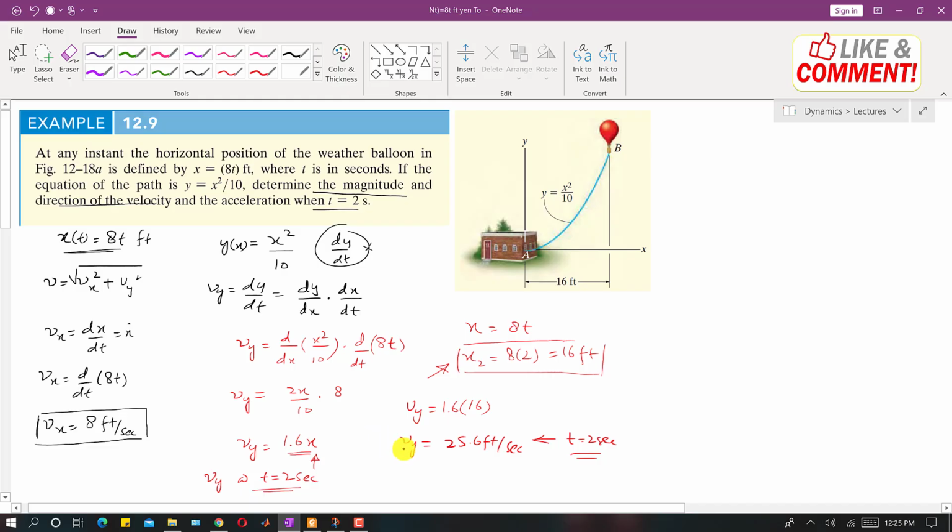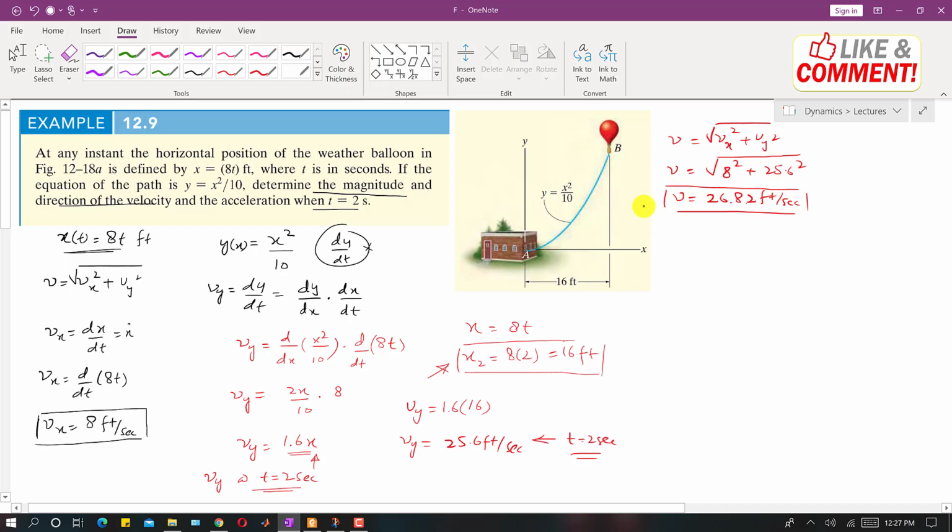Now we know Vx and we know Vy, so we can find the velocity magnitude. The velocity magnitude will be equal to the square root of Vx squared plus Vy squared. Vx is 8, so it is the square root of 8 squared plus 25.6 squared. This comes out to be 26.82 feet per second. So this is the velocity of the balloon after 2 seconds.